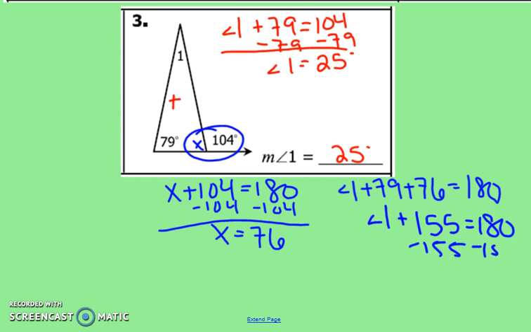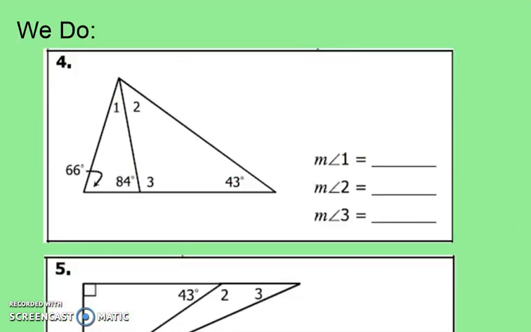Subtracting 155 on both sides, angle 1 equals 25 degrees. And if we look, that's the same answer that we got above. So either way will work. And they have to give you multiple angles. They can't just give you one angle and expect you to be able to figure it out. So make sure you're double checking on all that.